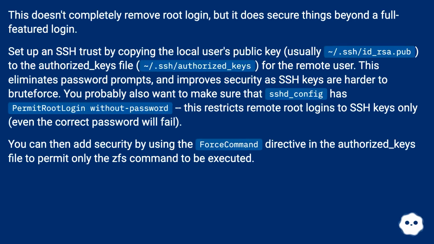Set up an SSH trust by copying the local user's public key, usually ~/.ssh/id_rsa.pub, to the authorized_keys file ~/.ssh/authorized_keys for the remote user. This eliminates password prompts and improves security, as SSH keys are harder to brute force. You probably also want to make sure that sshd_config has PermitRootLogin without-password. This restricts remote root logins to SSH keys only, so even the correct password will fail. You can then add security by using the force command directive in the authorized_keys file to permit only the ZFS command to be executed.